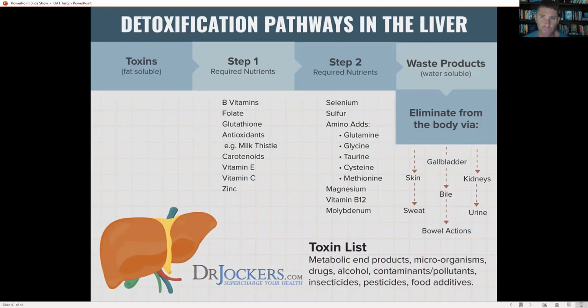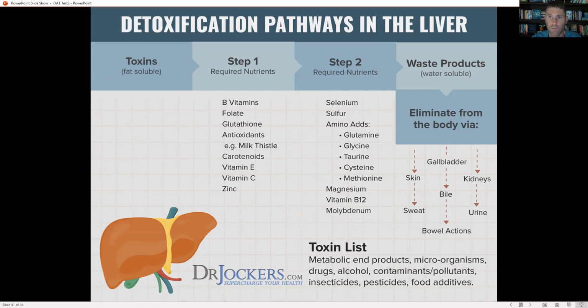So detoxification pathways in the liver. Step 1, okay, we need B vitamins, folate, glutathione, antioxidants. And this is the cytochrome P450 enzymes that are taking a fat soluble toxin, basically converting it. And then we need to conjugate it in step 2. So we need to deactivate it. So unfortunately, step 1 can actually make it more toxic.